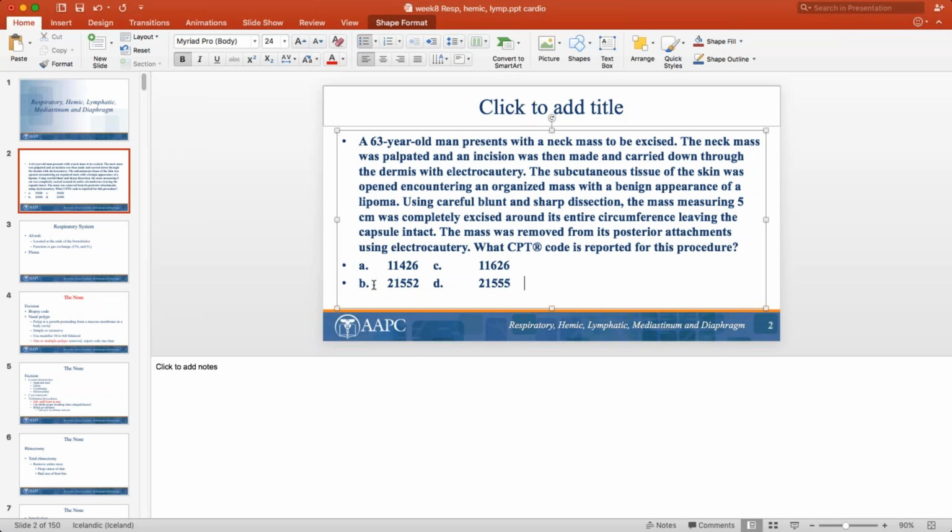So you guys are correct. Correct answer would be B. I'm sorry. Yep, B, 21552. Good job. Any questions on musculoskeletal, or does it seem to be pretty straightforward with how we dissected through the chapter?